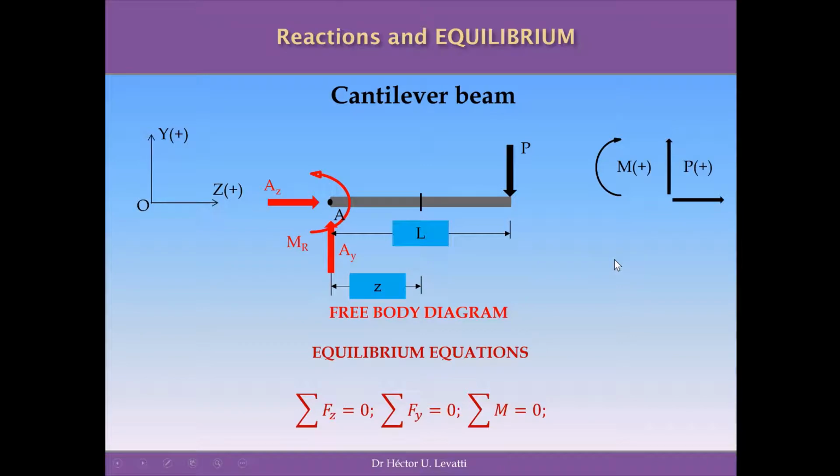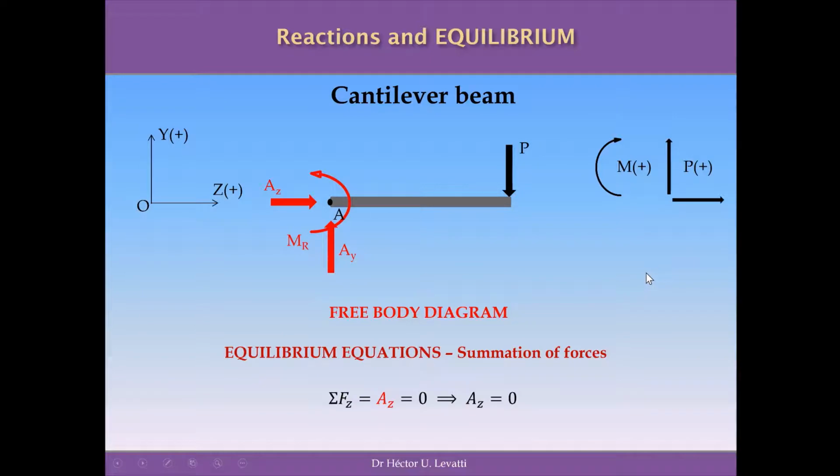The equations of equilibrium will be the summation of forces in the horizontal direction, Z, equal to 0, the summation of forces in the vertical direction equal to 0 as well, and the summation of moments at any point of the structure equal to 0 as a third equation of equilibrium.